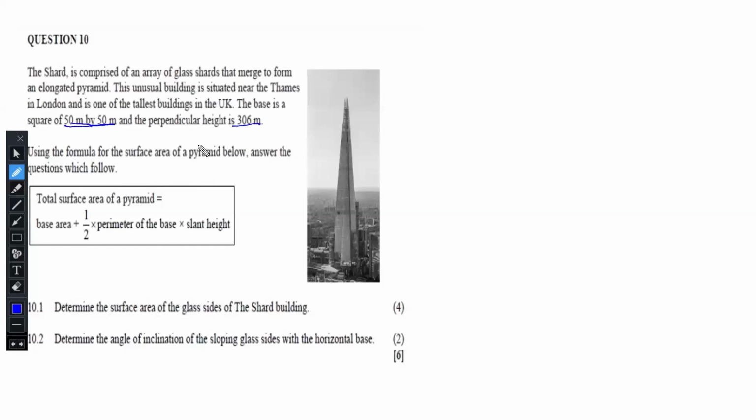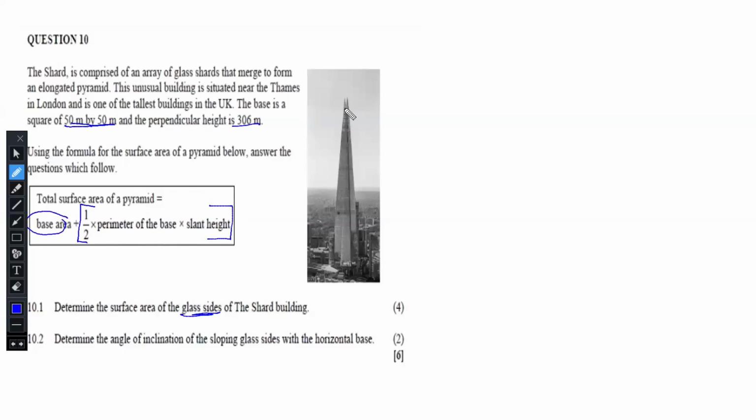Using the formula for the surface area of a pyramid below, answer the questions which follow. We have 10.1. It says determine the surface area of the glass sides of the Shard building. If they're saying we must determine the surface area of only the glass sides here, that means we are only looking at the part of the pyramid, right? So we are not really interested in the base on which the pyramid is placed. So the part of the equation that we are supposed to use is only this one here, because we are only looking at the surface area of the glass sides, not the whole building there.